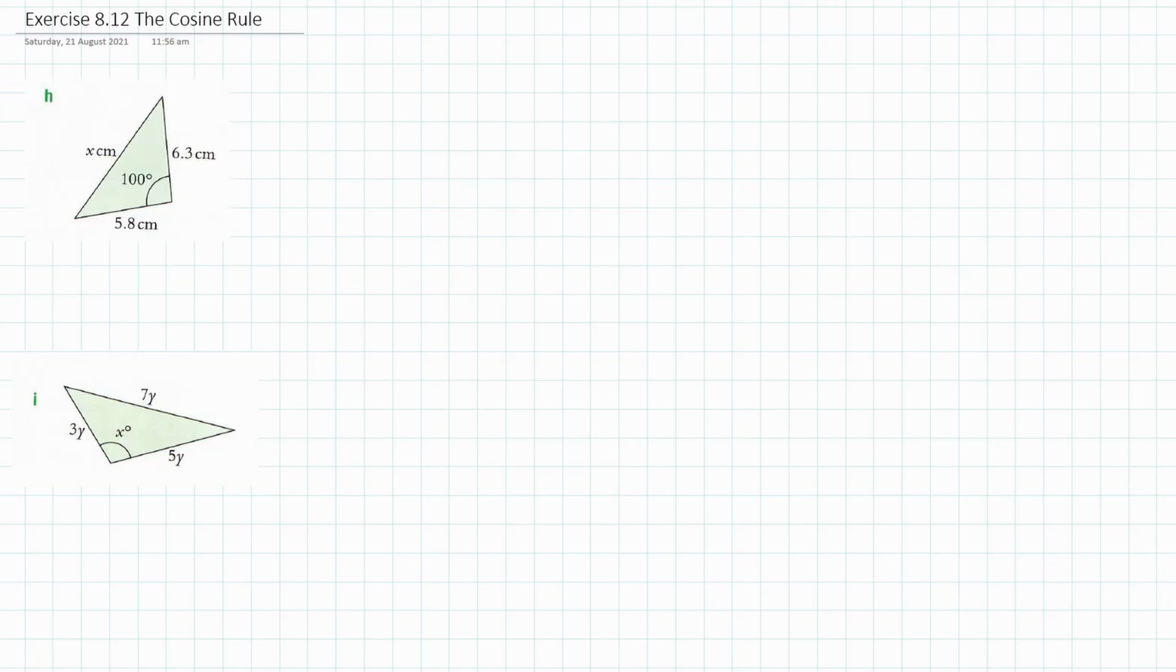8.12, the cosine rule. And before we start, it's probably worth thinking quickly about the cosine rule. So in a triangle we have three sides. We can label the sides a, b and c. And so the cosine rule is we take side a, which is our unknown side, is equal to b squared, one of our known sides, plus c squared, another one of our known sides, minus 2 times side b times side c times cosine A, which is the angle opposite our unknown side.